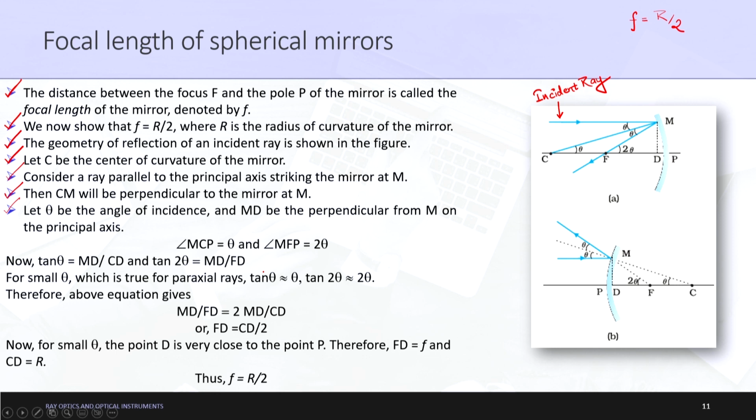Next, tan theta is equal to MD upon CD, quite evident, as you can see from this triangle here. Next, tan 2 theta is equal to MD upon FD, using this triangle here.